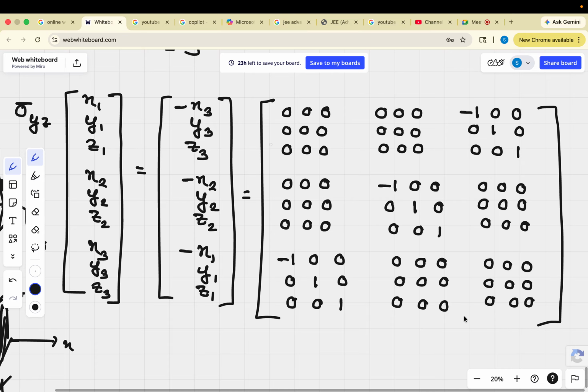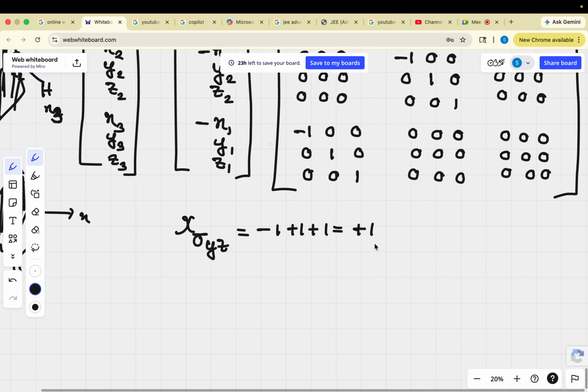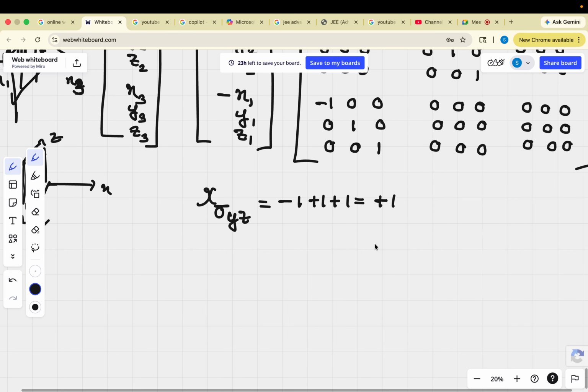So this is the whole matrix for your sigma yz. Now if I have to find out the chi value for your sigma yz, that means you just add diagonally what you are getting: minus 1 plus 1 plus 1, so you are getting only plus 1. This is the character of this.